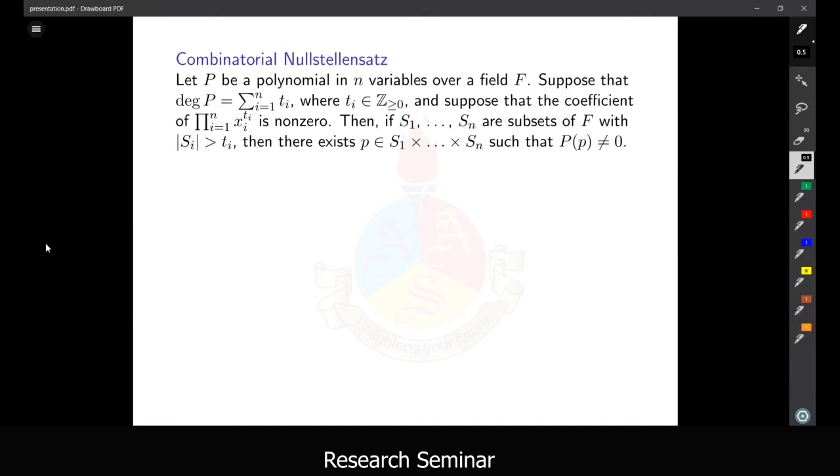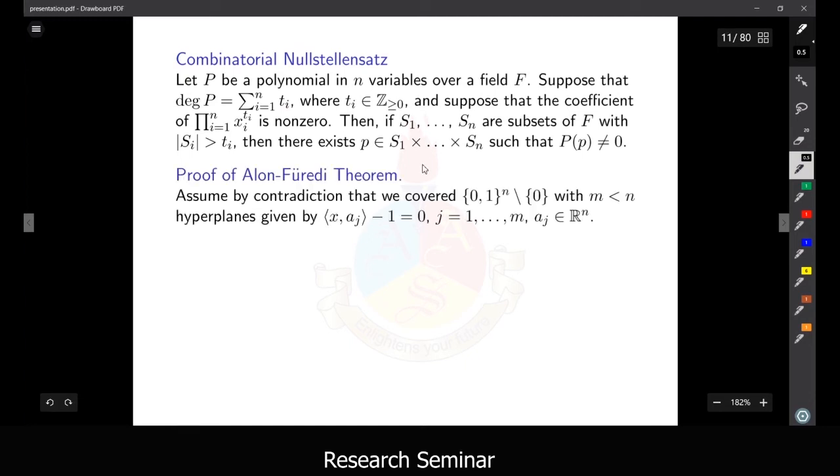So maybe let me state this combinatorial Nullstellensatz. We have a polynomial, I denoted it by p, in n variables over some field F. It can be a finite field or an infinite field, so it is just some arbitrary field. And we suppose that the degree is equal to the sum of some non-negative integers t_i. And we suppose that the coefficient of the product of x_i to the power of t_i is non-zero. In this case, if we consider some subsets of our field F of sizes bigger than t_i, then we will find a point in the product of those subsets which is not a zero of this polynomial.